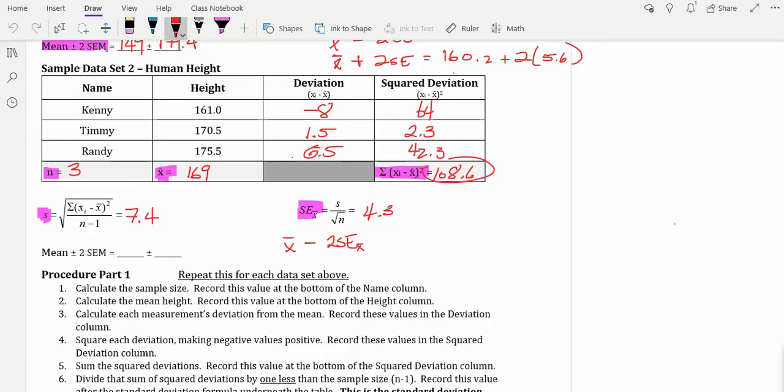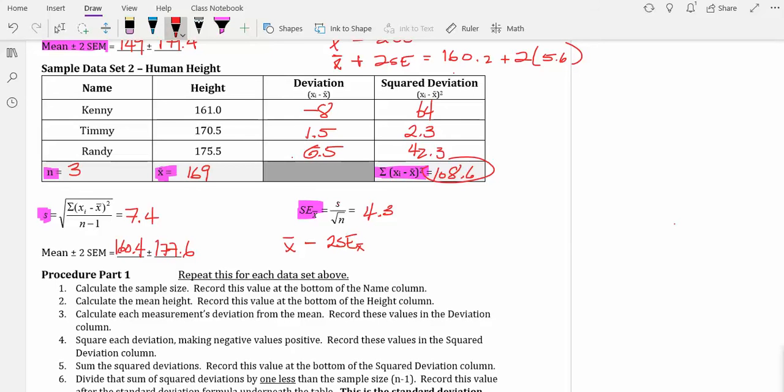All right, guys, what is the mean minus 2 times the standard error? And then whoever's not calculating the mean minus 2 times the standard error, calculate the mean plus 2 times the standard error. So we've got 160.4 as our lower value. What is our upper value? 177.6. Excellent. All right, so we've got all this data.